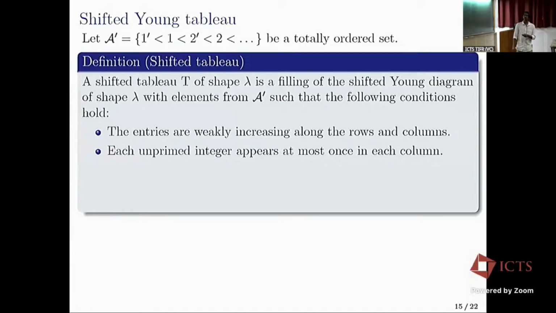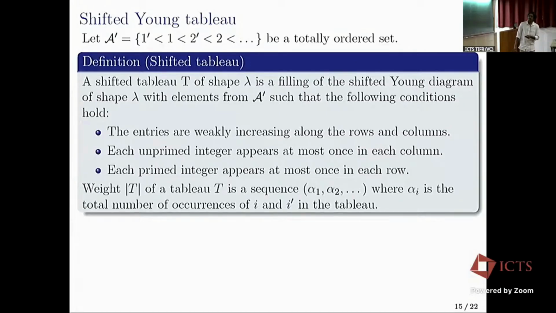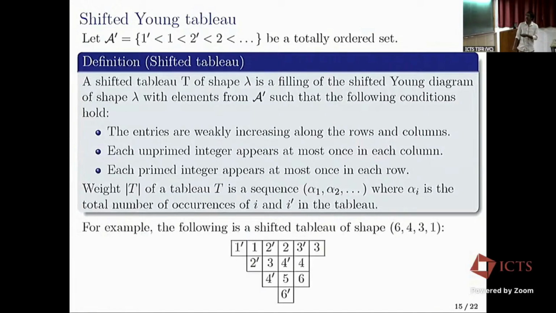And if you forget the unprimed letters and read along the columns, then it should be strictly increasing. And now if you forget the primed letters, then when you read along the rows, it should be strictly increasing. I think I'm messed up. Okay, and the weight of a tableau is just you remove all the primes and read it as the usual tableau. So this is one example of a shifted tableau.